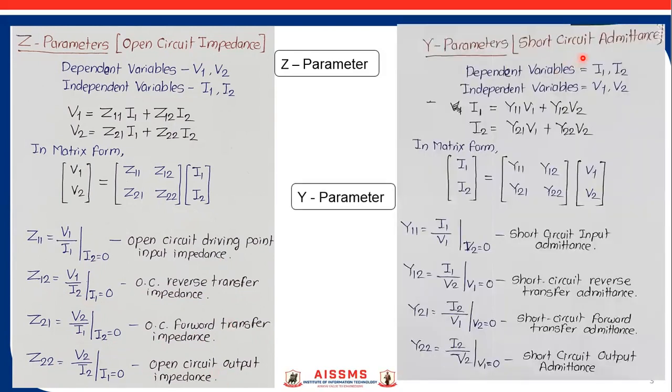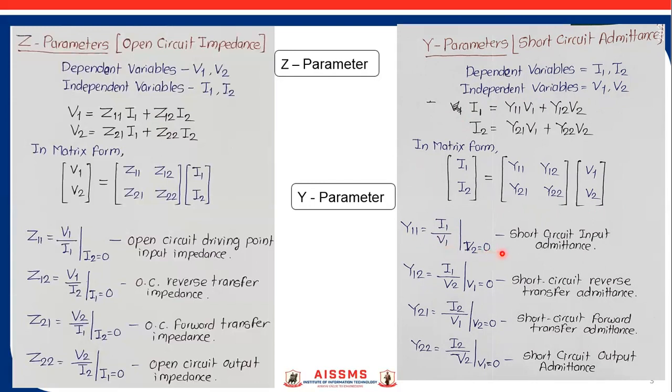Next is Y parameter, that is short circuit admittance. Dependent variables are I1 and I2, independent variables are V1 and V2. Equations of Y parameter: I1 equal to Y11 V1 plus Y12 V2 and I2 equal to Y21 V1 plus Y22 V2. This is a matrix form. So Y11 equal to I1 upon V1, current divided by voltage.